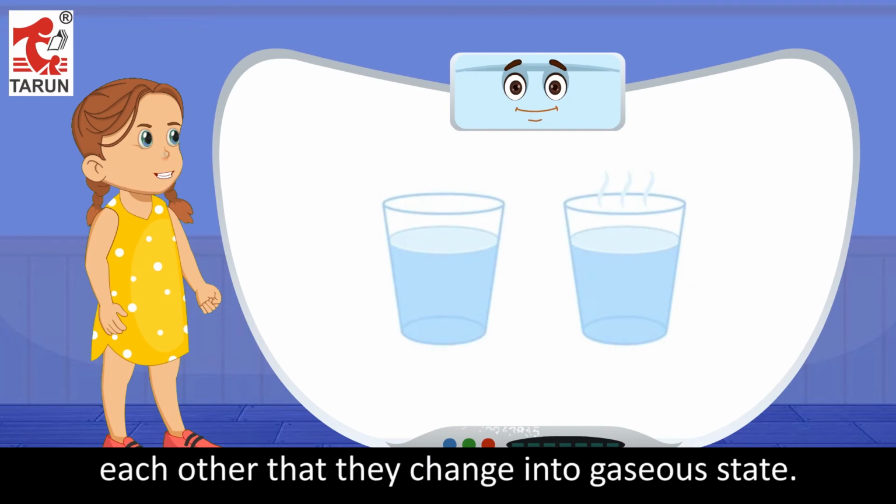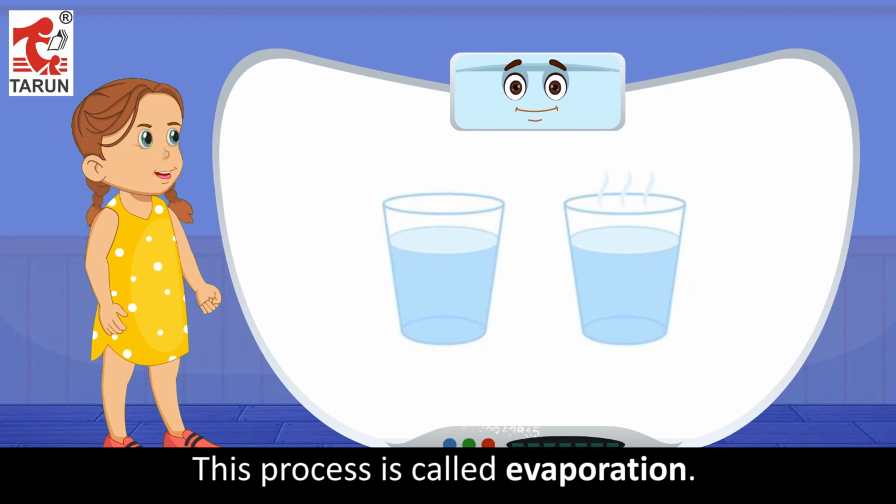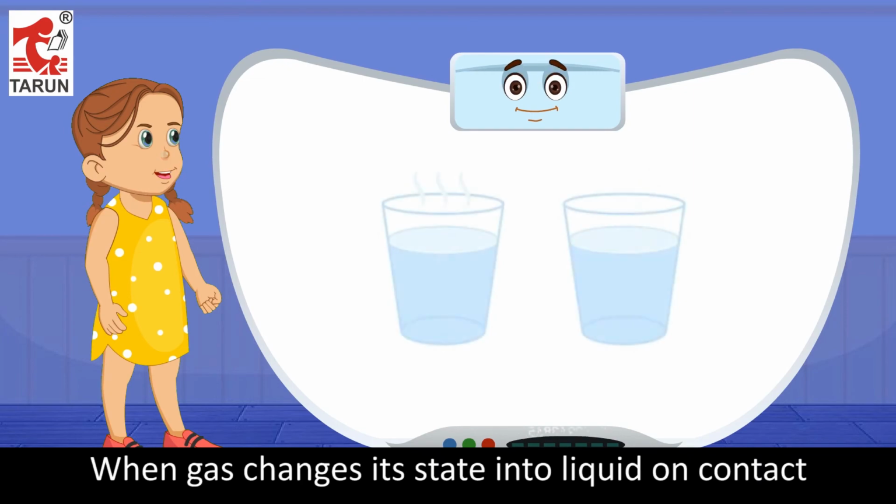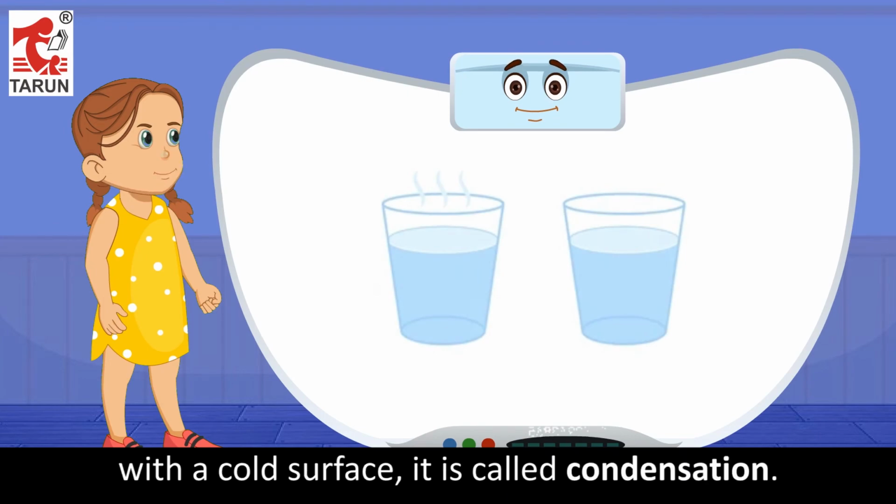Upon heating a liquid to a specific point, the particles move so far from each other that they change into gaseous state. This process is called evaporation. When gas changes its state into liquid on contact with a cold surface, it is called condensation.